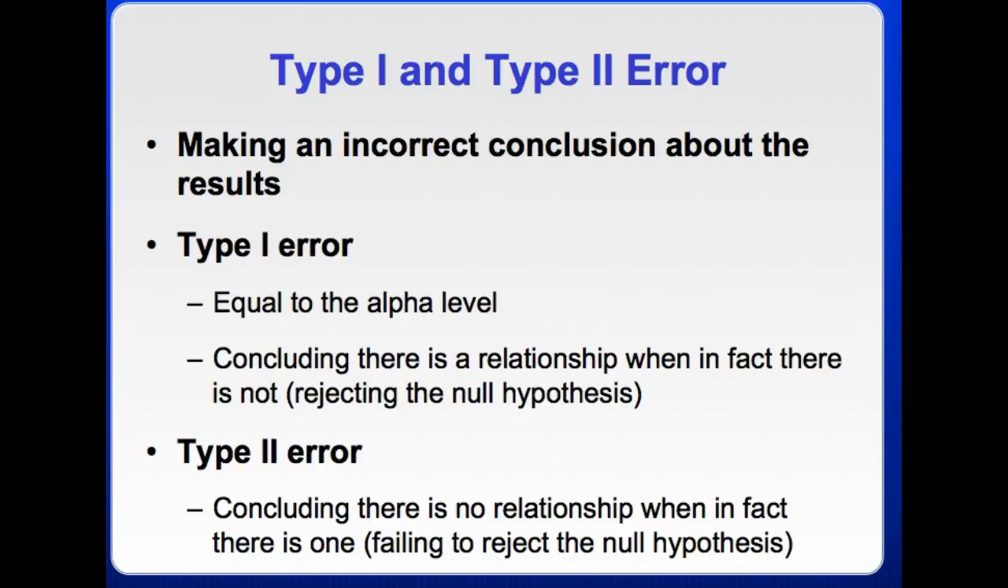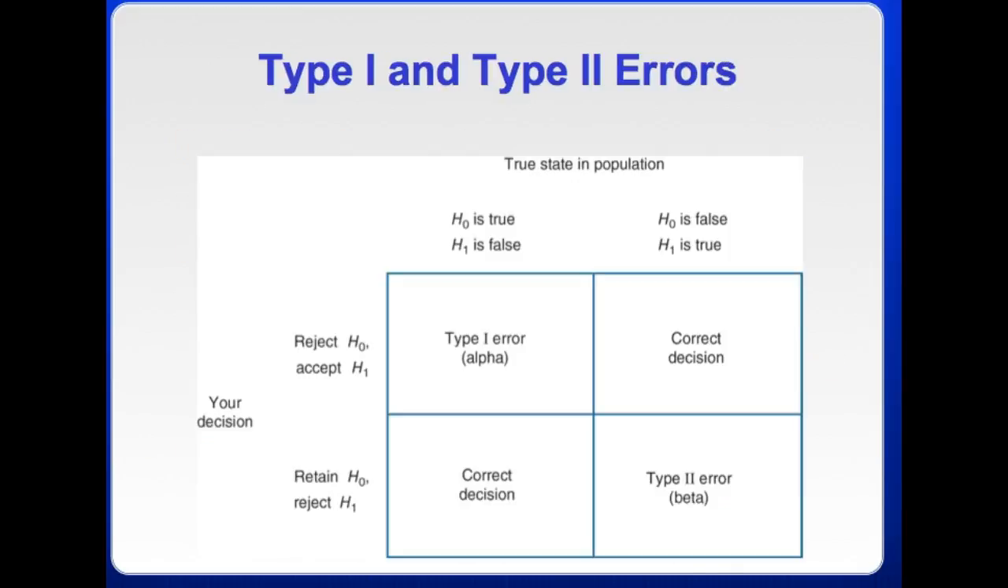Your type 1 and type 2 error, making an incorrect conclusion about the results. Type 1 error, equal to the alpha level, is concluding there's a relationship when in fact there is not, rejecting the null hypothesis. Or there's a type 2 error, concluding there is no relationship when in fact there is one, failing to reject the null hypothesis. Type 1 and type 2 errors. You can look right there.